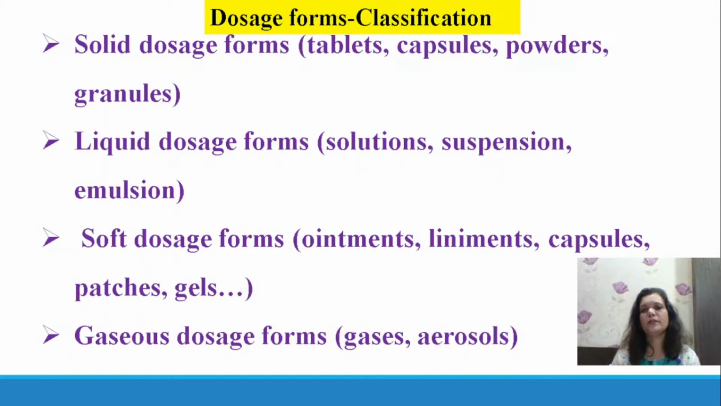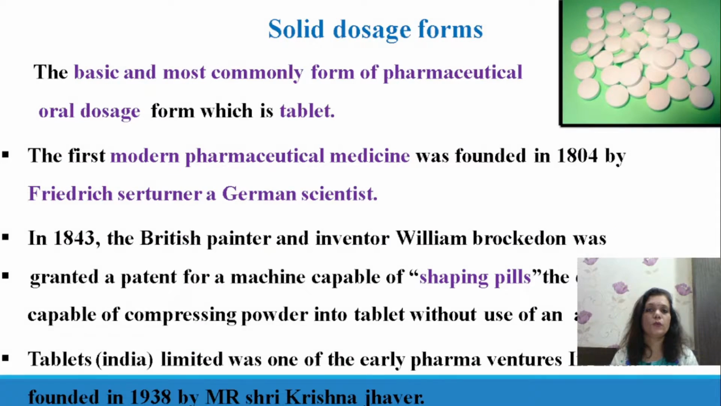If we classify the dosage forms, basically the broad classification we can do is: solid dosage forms, where tablets, capsules, powders and granules come. Then liquid dosage forms, where solutions, suspensions and emulsions come. Whereas in case of semi-solid dosage forms, we can have ointment, liniment, patches, gels. And gaseous dosage forms include gases and aerosols.